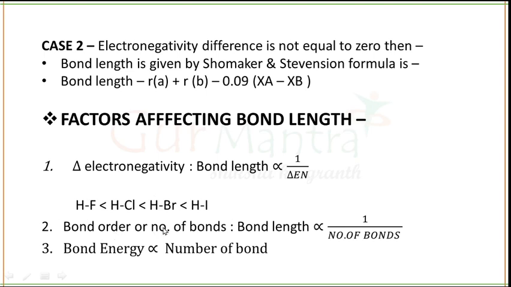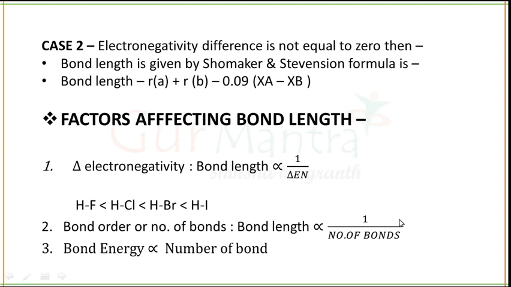Second point is bond order, or number of bonds. Bond length will increase if the number of bonds decreases, which means a single bonded atom has the maximum bond length, while a triple bonded atom, which has the maximum number of bonds, has the minimum bond length.